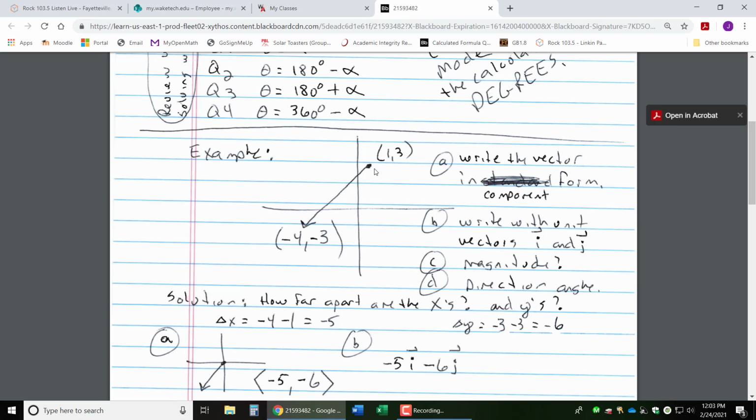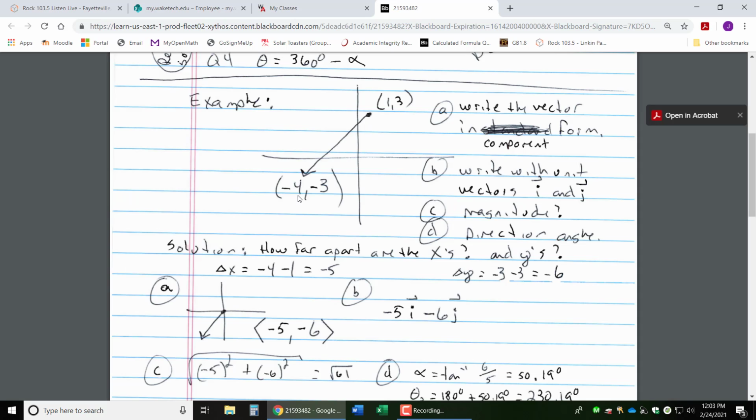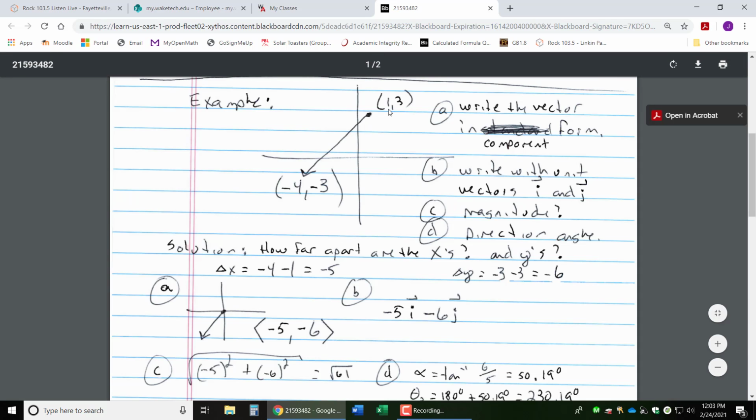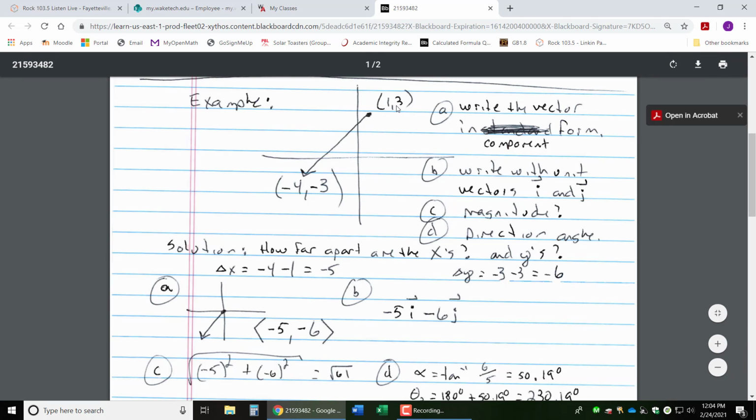So to take the 2 points, a vector floating in space, and rewrite it as a vector starting at the origin, going to its end point, you're just going to take the x's and subtract and the y's and subtract. Take the end, the terminal point, and subtract the initial or starting point. So -4 minus 1, that's going to be -5. My little delta x is just fancy for how far apart are they. You want to keep the negative though, because the negative tells you kind of the direction that it's going. Likewise for y, -3 at the end, minus the 3 at the beginning, -6.